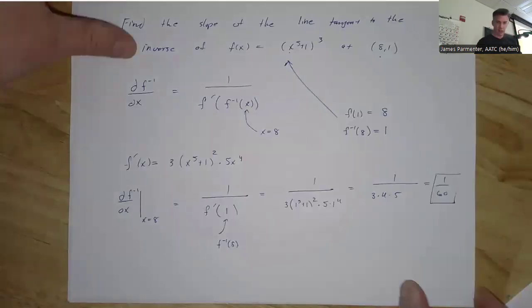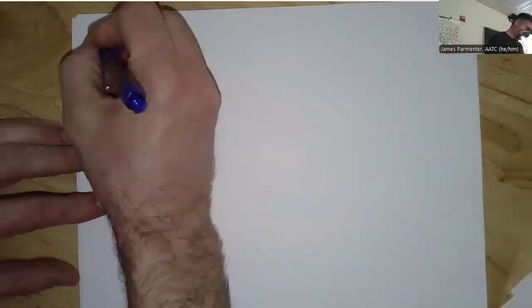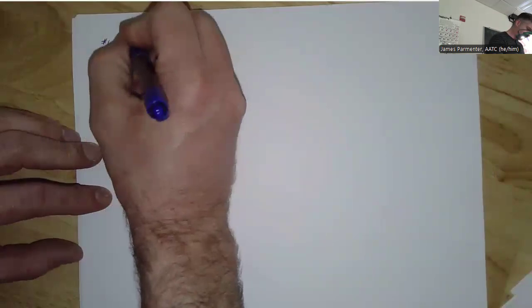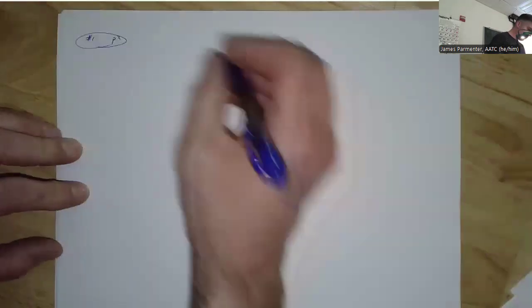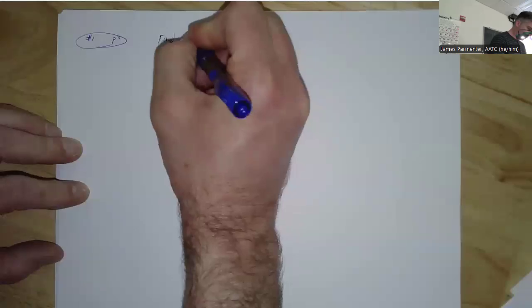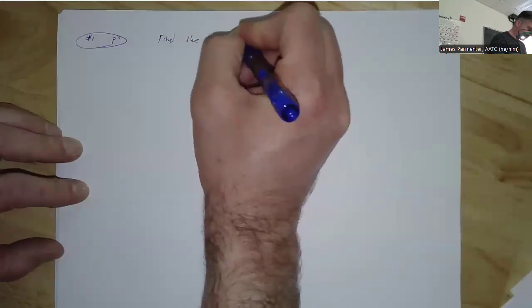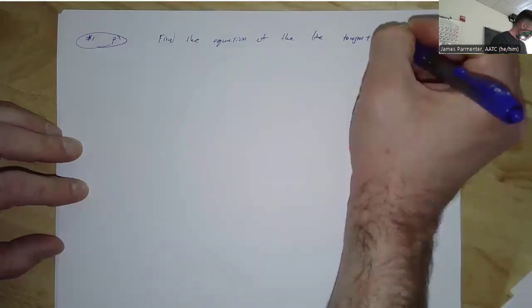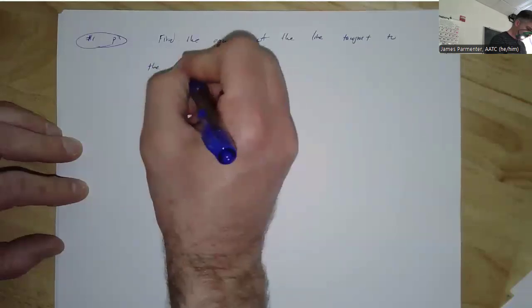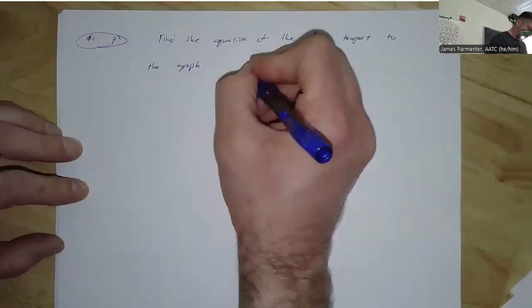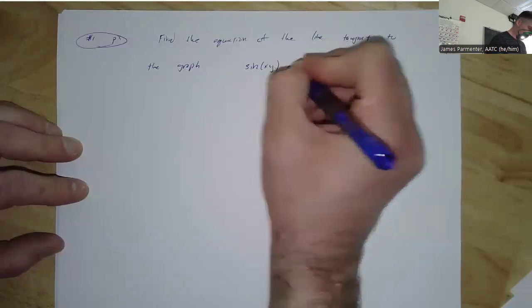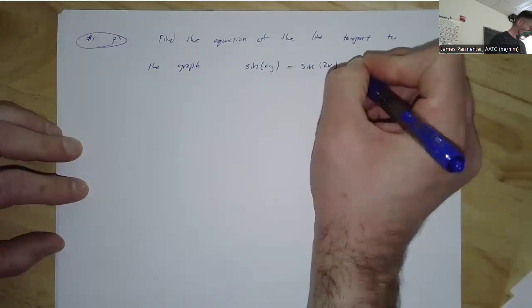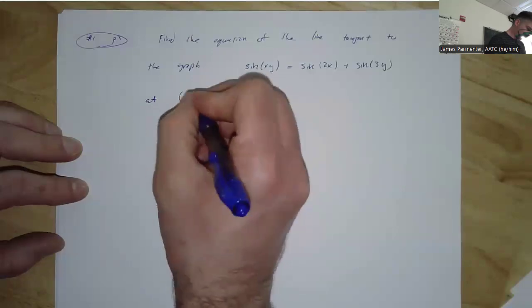This is from the first practice test she gave you, or the first practice, whatever you want to call it. Yeah. This is number one, problem 3. Find the equation of the line tangent to the graph sine of xy equal to sine of 2x plus sine of 3y at the point negative pi comma 0.